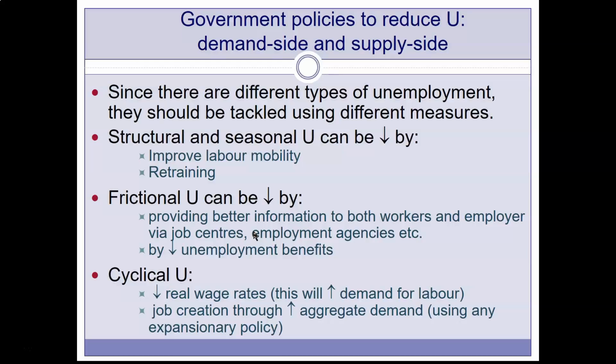In this final video lesson, we will talk about government policies which are aimed to reduce unemployment. Strictly speaking, they are both demand-side and supply-side policies. And because there are different types of unemployment, because people become unemployed for various reasons, these different types of unemployment can also be tackled using different techniques, using different measures.